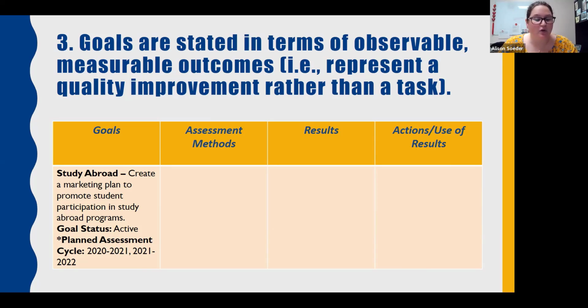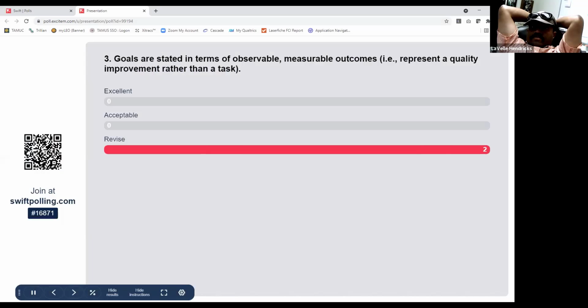So this is an active goal. And again, it was assessed in the 20 to 21 cycle and will be assessed in the 21 to 22 cycle. As a reviewer, go ahead and read through that again and then give your rating as excellent, acceptable, or revised. All right, yes, this is one that we would have marked as revised as well.